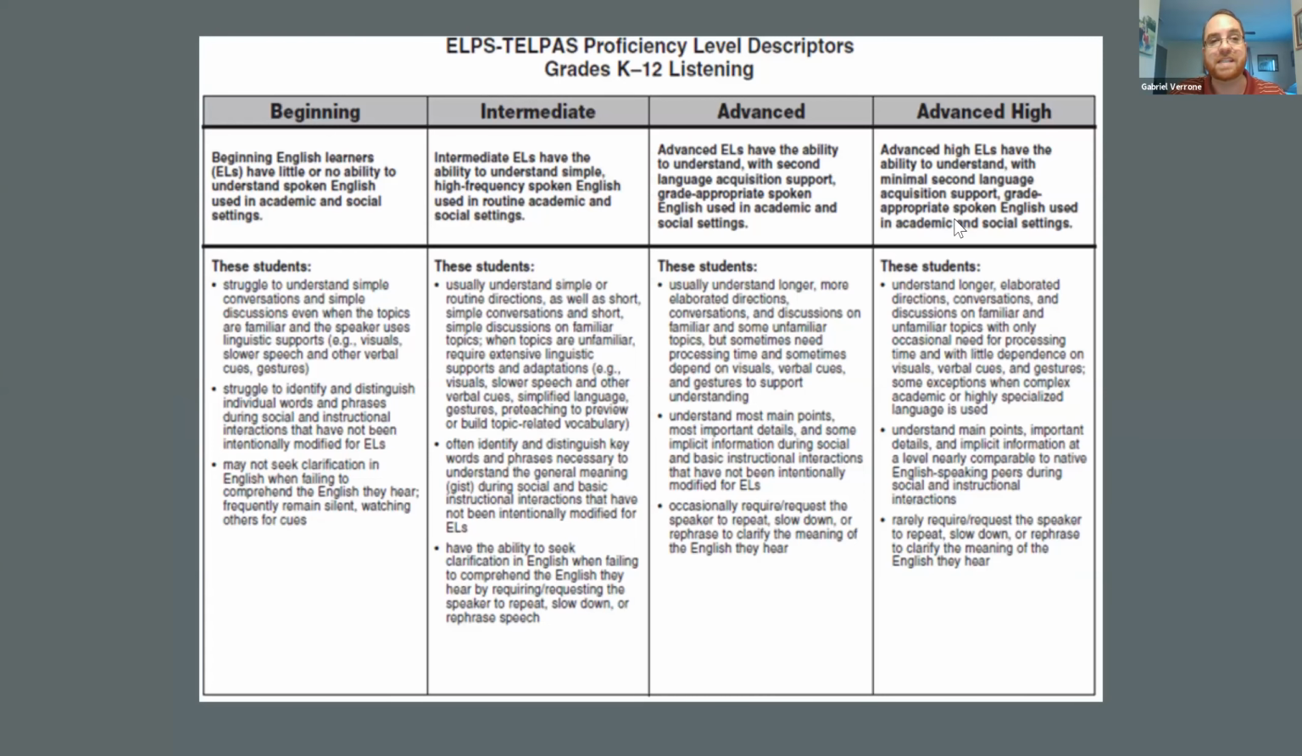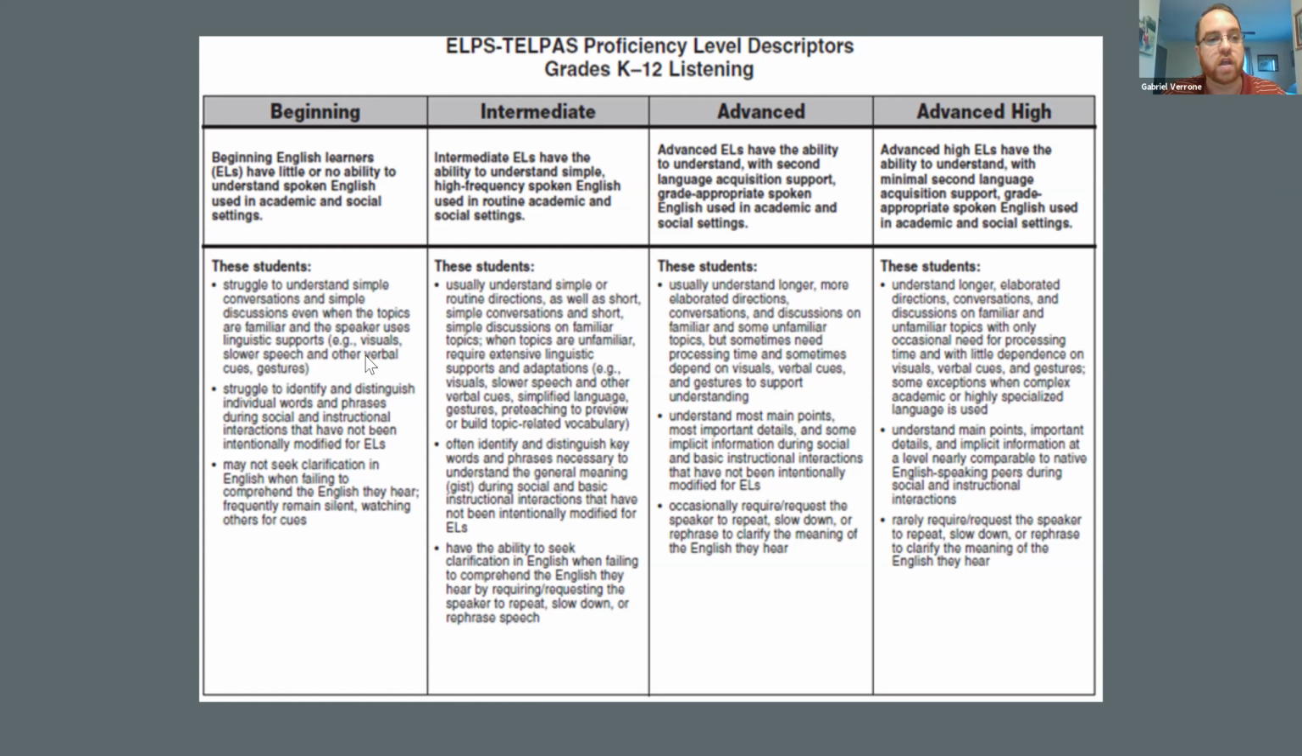Okay, and as you know, the linguistic domains for each of the modalities are beginner, intermediate, advanced, and advanced high. Now, today we are going to specifically look at listening, okay? And if you look at the descriptors, you'll notice each of the bullets addresses a similar element or dimension, that's the word I was looking for, right? And it just goes in a continuum.